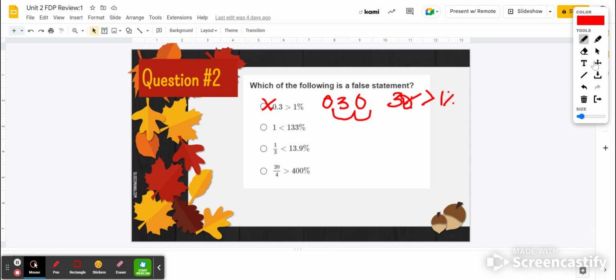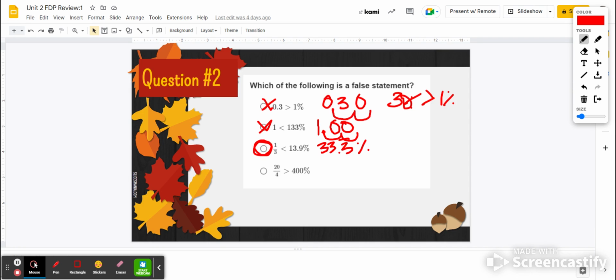So then if I look here and I see 1 is less than 133%, I know that 1 has a decimal place right there. And I'm going to go ahead and add my 2 zeros, because from decimal to percent, just like I did here, I went 2 spaces to the right. So now I have 100% is less than 133%. Yep, that one's also true. Looking down here, we know our thirds are 33.3% repeated. So I'm going to write that. And I'm going to see that it is not less than 13.9%. So there is my answer.